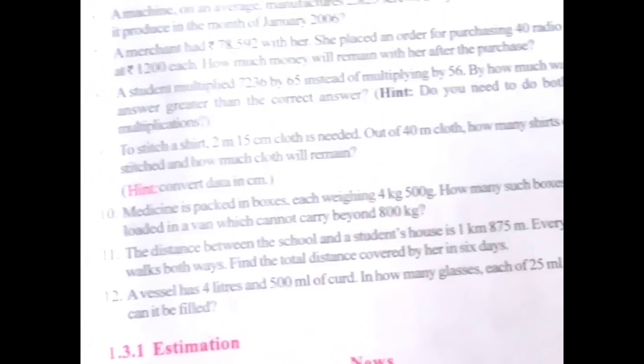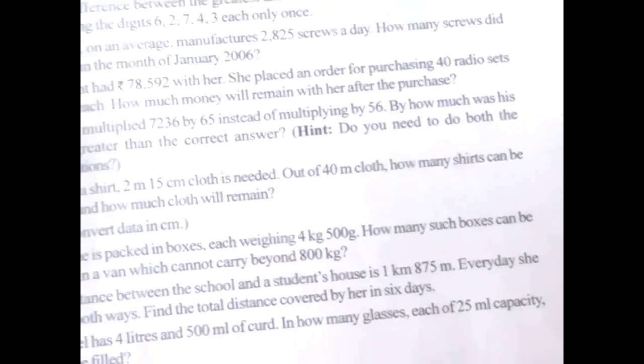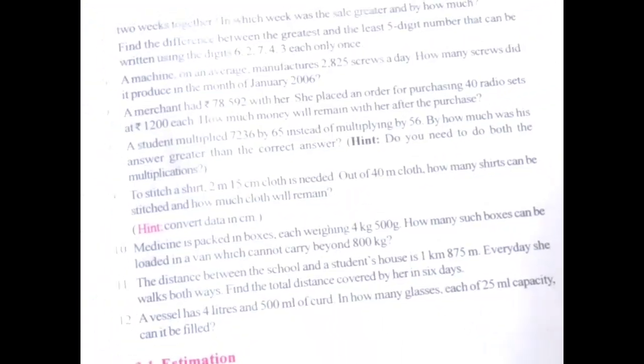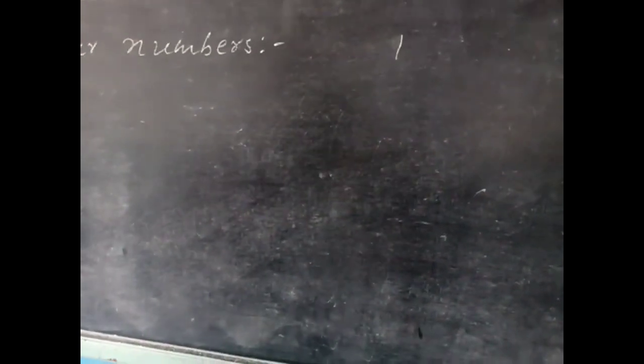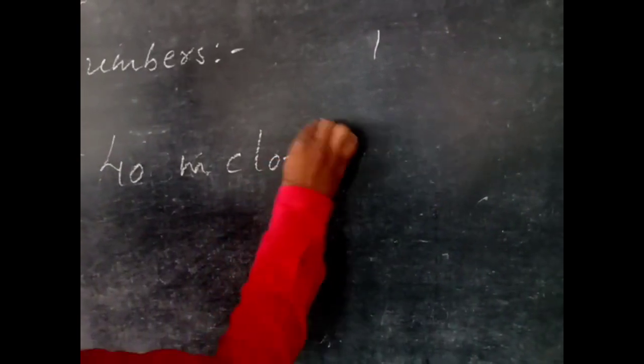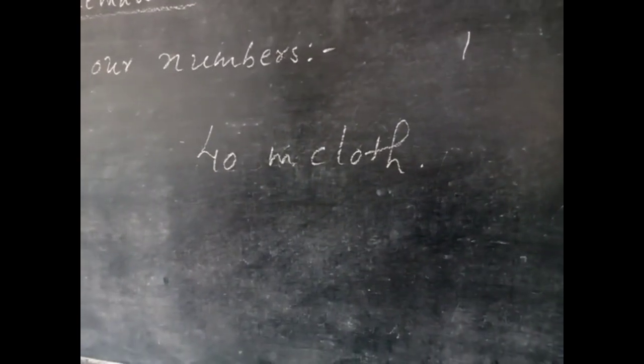To stitch a shirt, 2 meters 15 centimeters of cloth is needed. Out of 40 meters of cloth, how many shirts can be stitched and how much cloth will remain? See here, we'll explain what the total cloth we have is. 40 meters. How many? A 40 meter cloth piece, right? Out of that, to make one shirt, 2 meters.